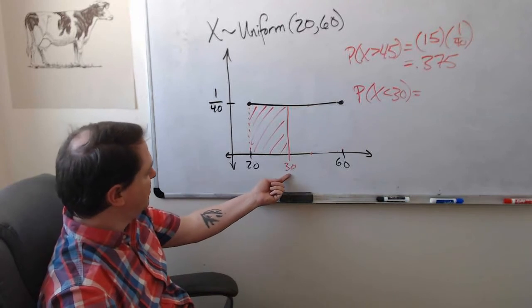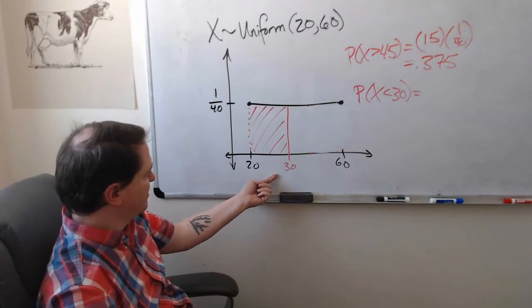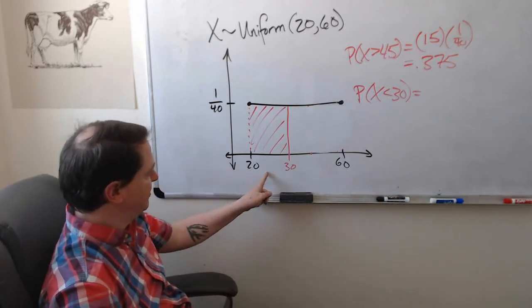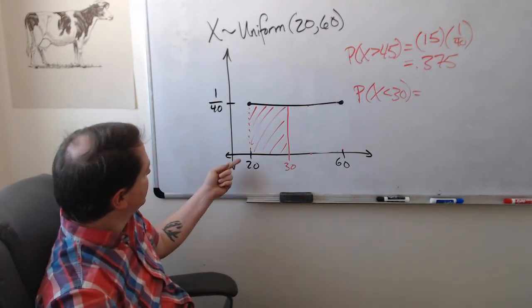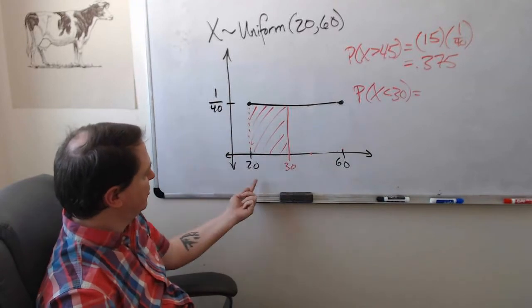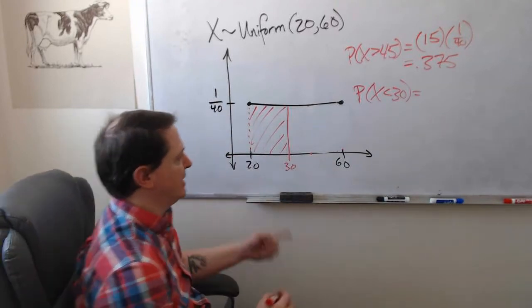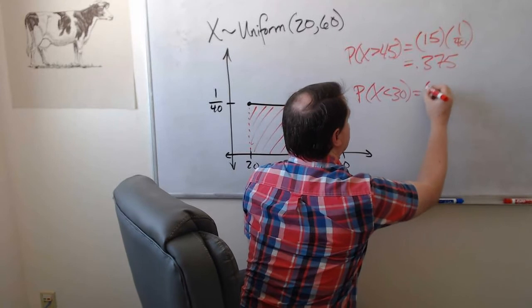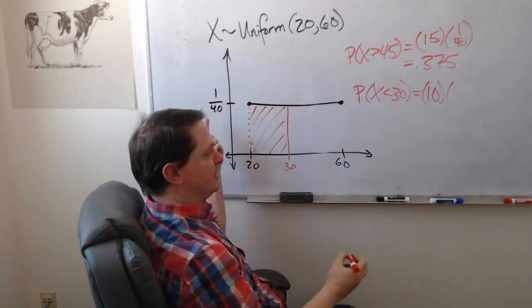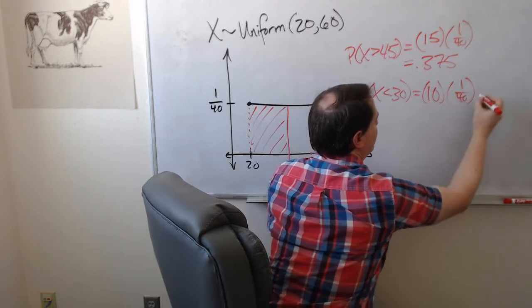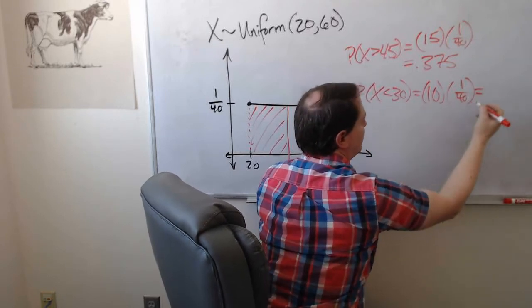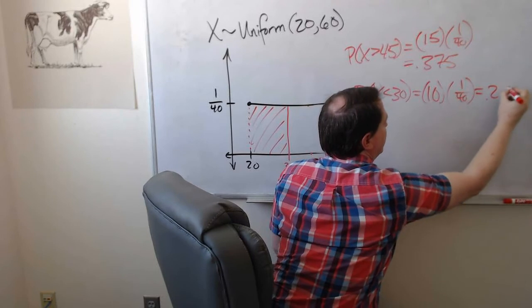So less than 30 minutes means any value less than 30, but of course at least the minimum. So somewhere in here, between 20 and 30. Well, this is just, again, the area of a rectangle. My width is 30 minus 20, which is 10. My height, still 1/40. So this is 1/4, right? 10 over 40 is 1/4, or 0.25.